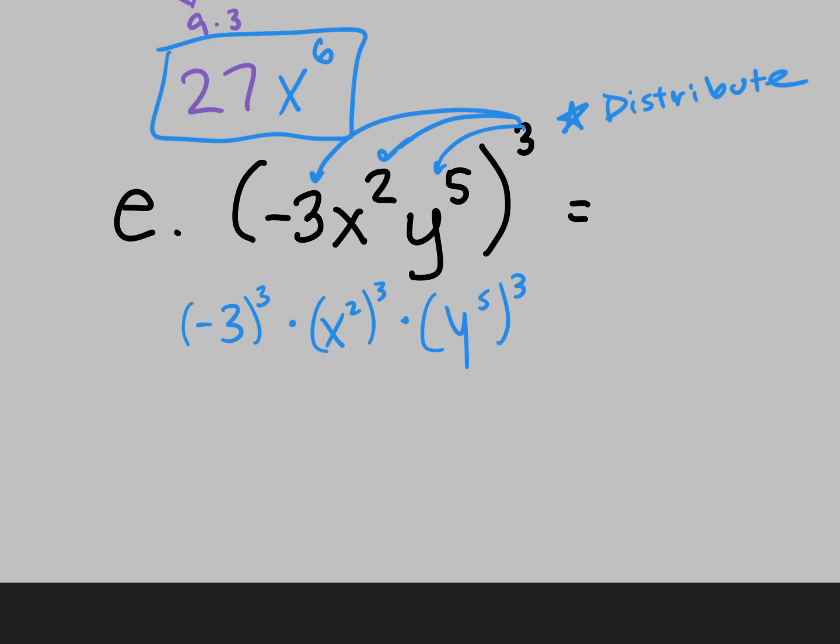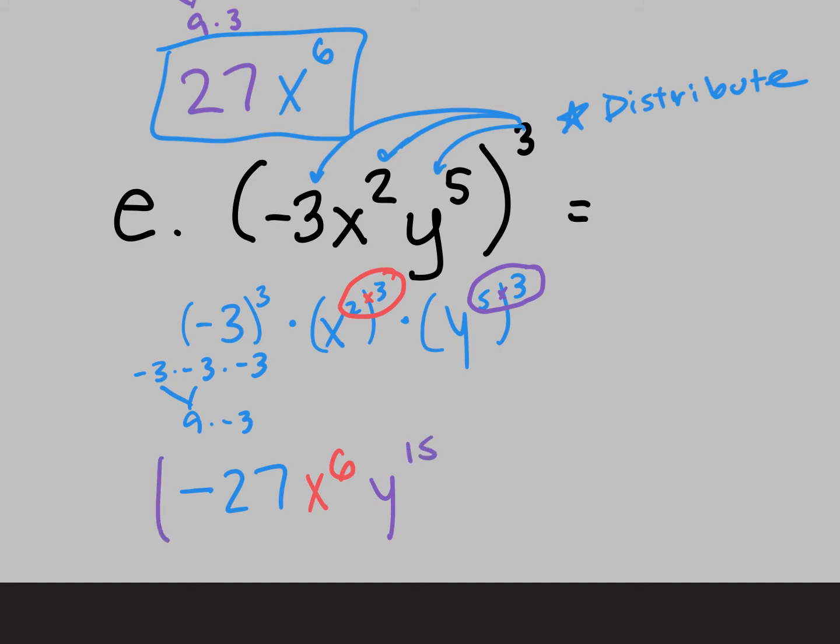What is negative 3 to the 3rd power? Negative 27. Awesome. It's like negative 3 times negative 3 times negative 3. So this would become positive 9, and positive 9 times negative 3 is negative 27. What do I do when I have a power raised to a power? Multiply. So what's 2 times 3? So x to the 6th power. Awesome. And then what do I do when I have a power raised to a power? Multiply. So y to what power? Y to the 15th power.